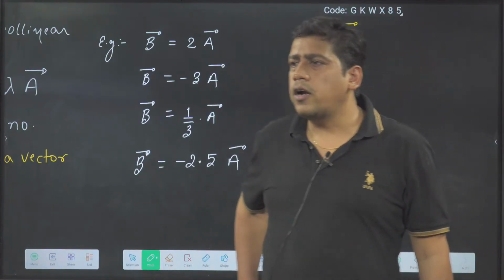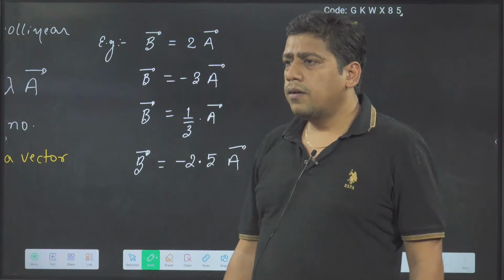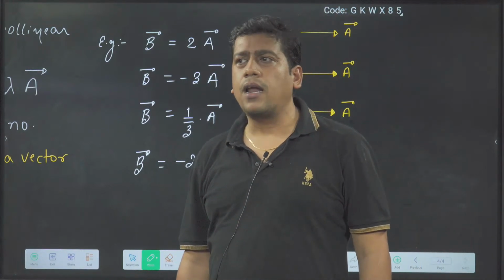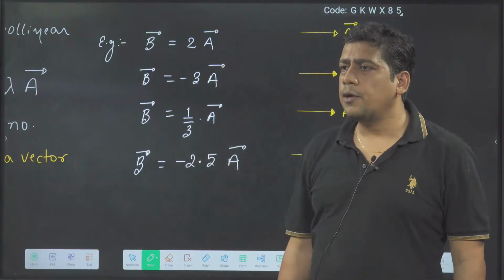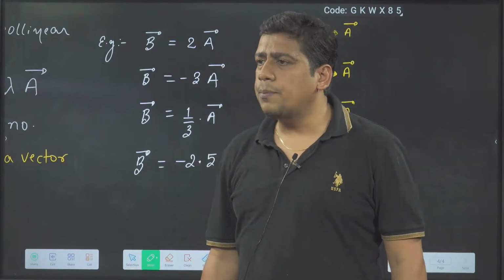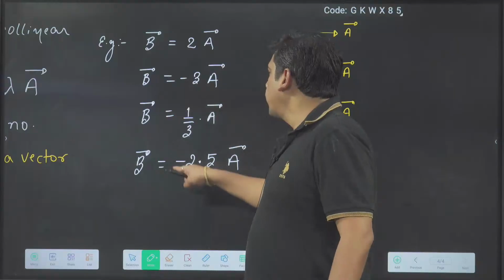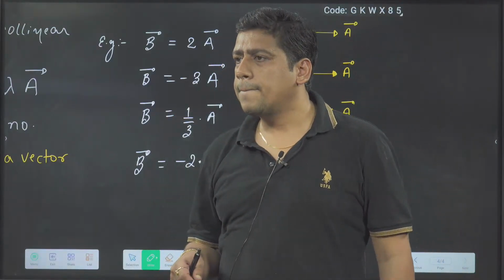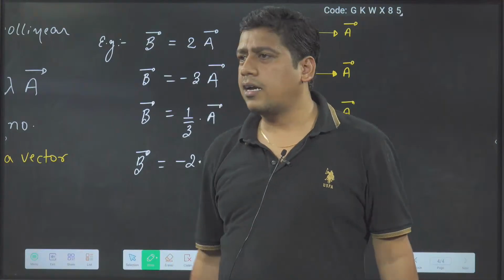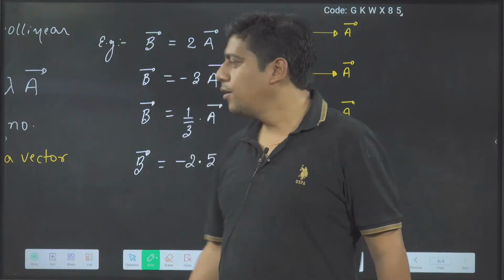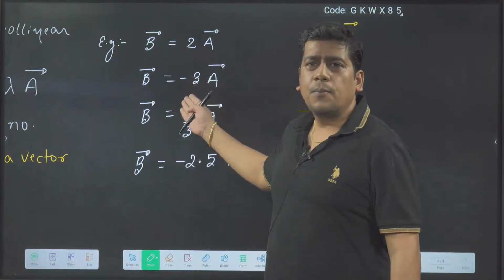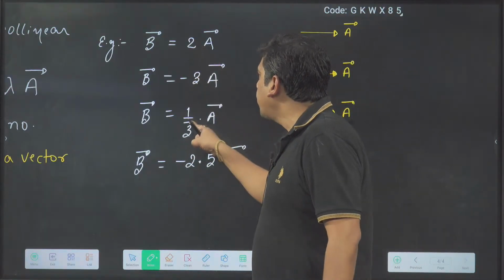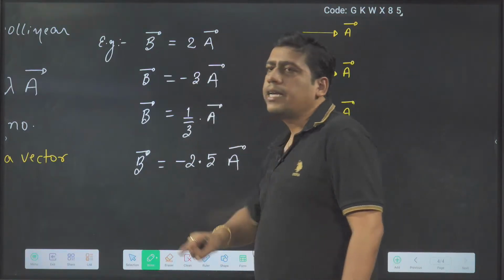First case parallel, I got it. Second case anti-parallel. Very good. Second case anti-parallel, because this is a negative. Third case, come on, third case. It's 1 by 3. Yes, parallel. Correct. Parallel, anti-parallel, parallel, anti-parallel. Because here numbers are positive, so parallel. Here numbers are negative, so anti-parallel.